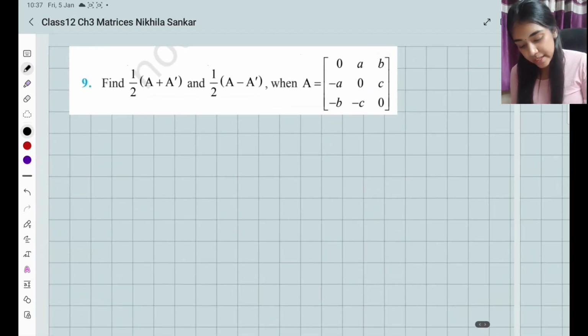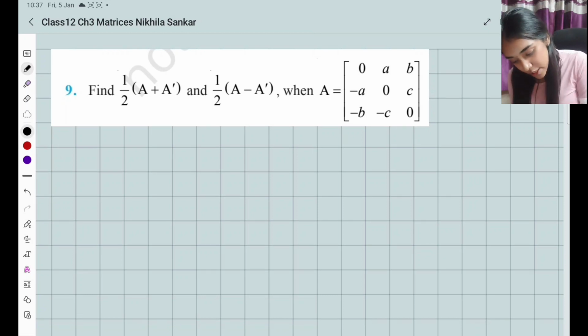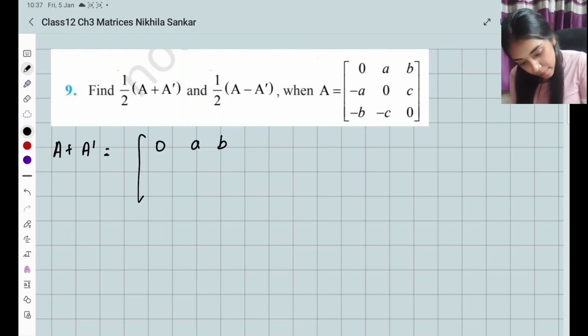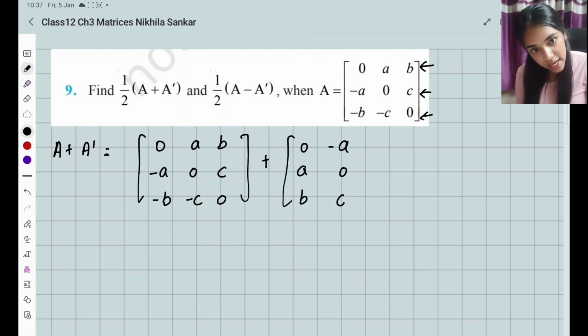Question number 9. Find half A plus A dash and half A minus A dash. Okay, very simple. So what is my A transpose? I'll first find A plus A dash. So this is going to be 0 A B, minus A 0 C, minus B minus C 0. This is A, and A transpose is: first row becomes the first column, so 0 A B. Second row becomes the second column, minus A 0 C, and third row becomes the third column, so minus B minus C 0.